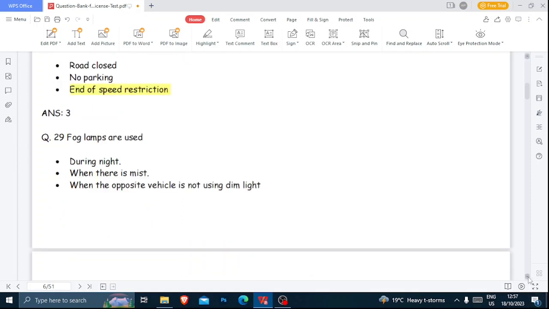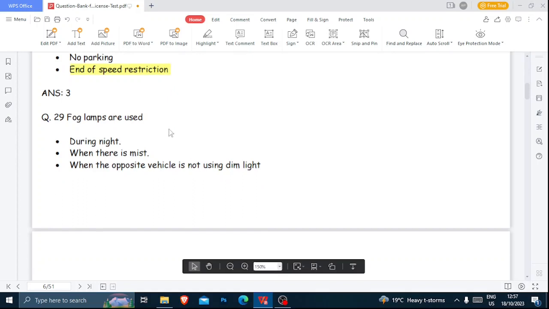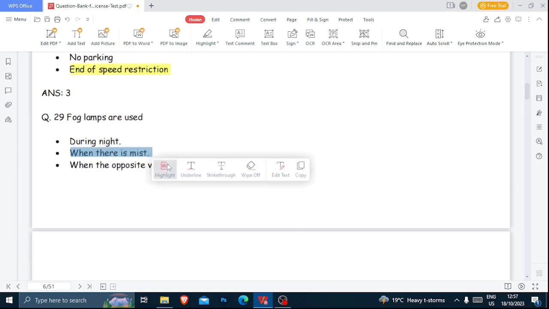Now moving on to number 29. Fog lights are used, option A, during nights. B, when there is a mist. C, when the opposite vehicle is not using dim lights. So we use fog lights when there is a heavy mist.